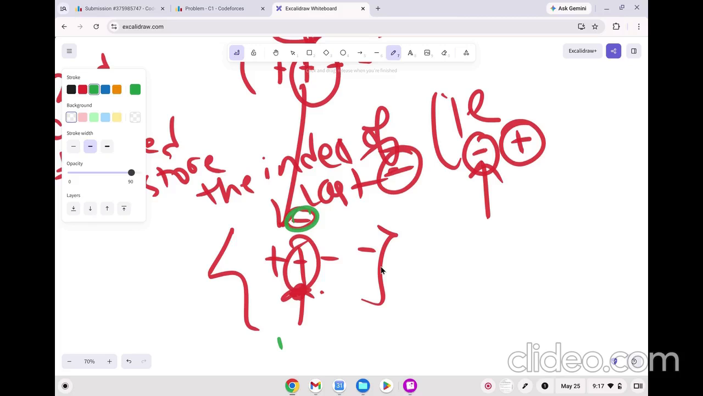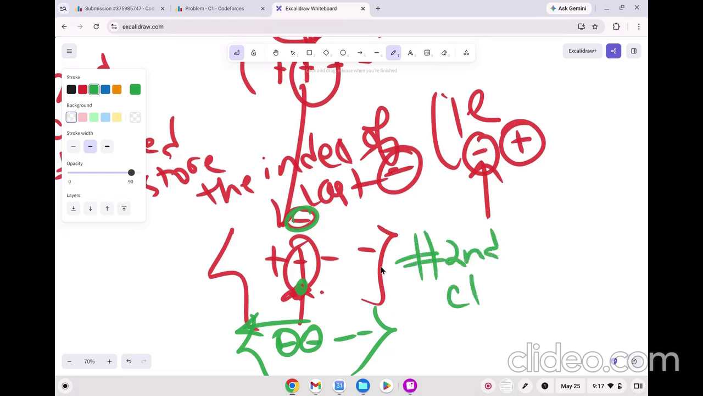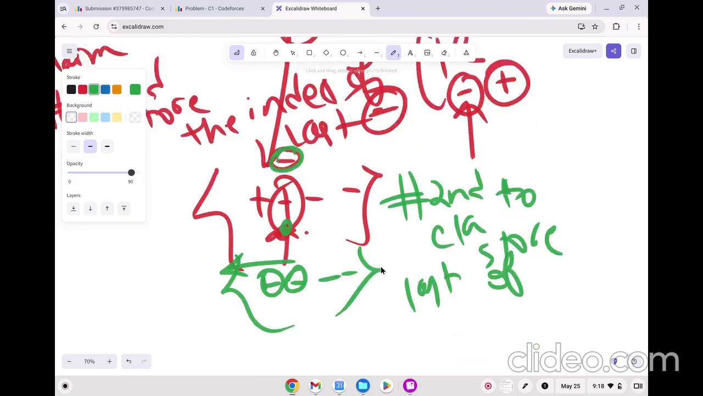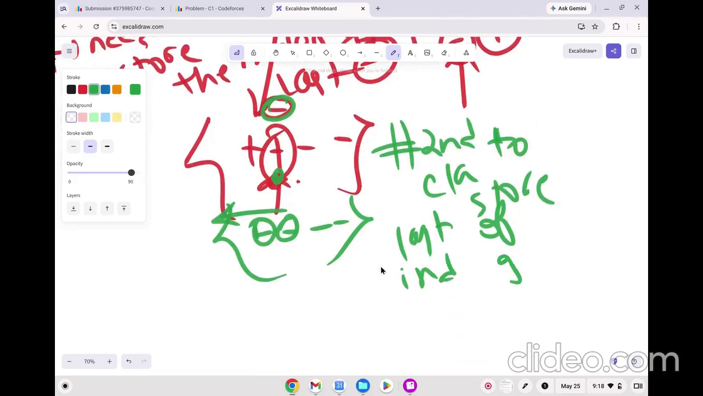And how will it work? This plus will convert all elements to the left, and they will be converted into minus. See, so minus minus minus minus, all elements had been converted into minus, right? So the second claim is to store the last index of the group. Store the last index of the group, right?